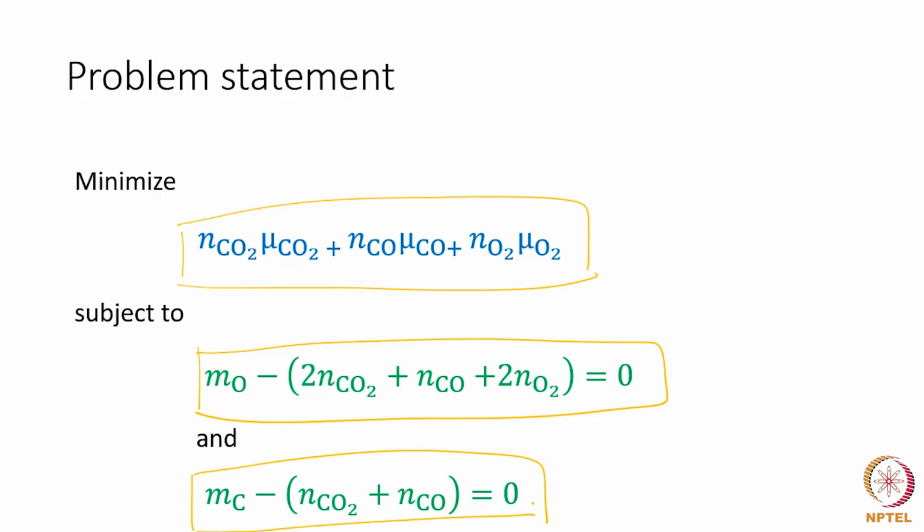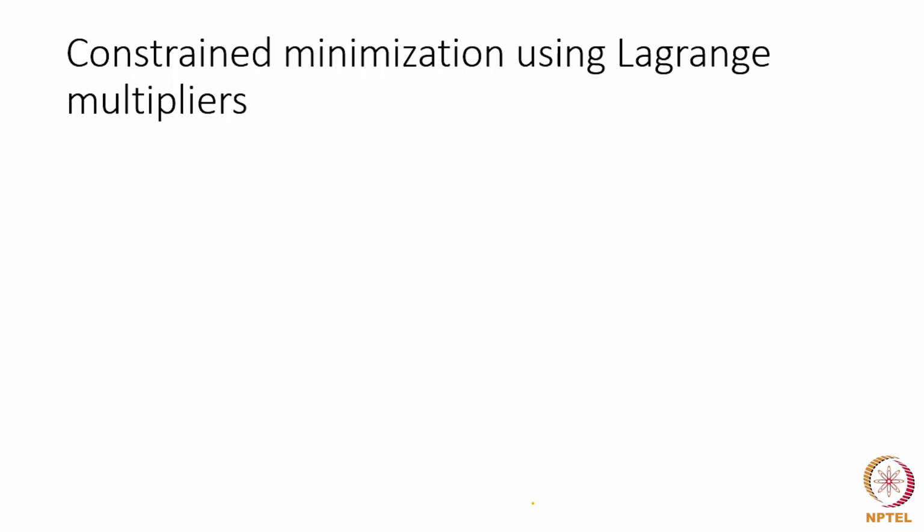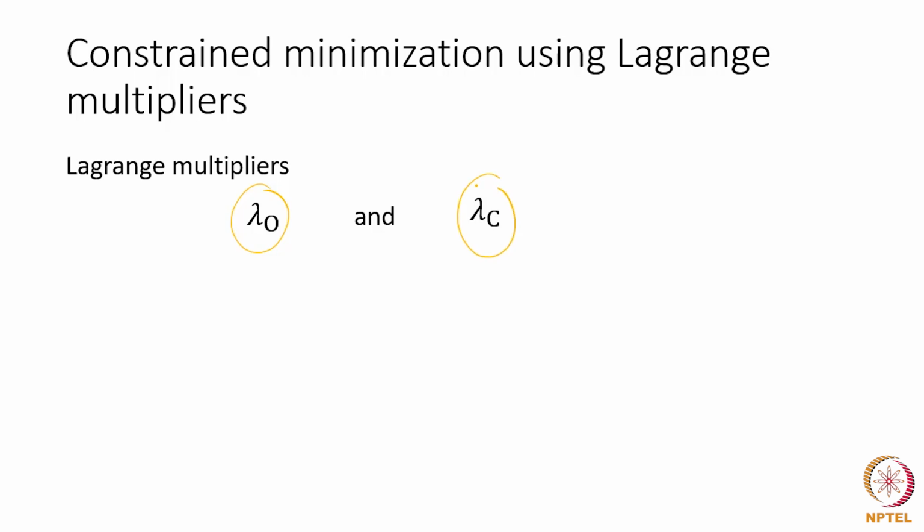Okay, so the way we proceed further is to use a method called Lagrange multipliers. So the 2 constraints are going to involve 1 Lagrange multiplier each, and therefore we choose the symbols to be appropriate: lambda O for the constraint that is about keeping the number of oxygen atoms constant, and lambda C, the Lagrange multiplier for the constraint keeping the number of carbon atoms constant.